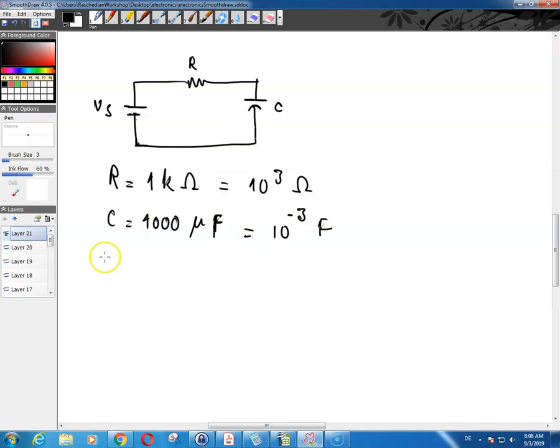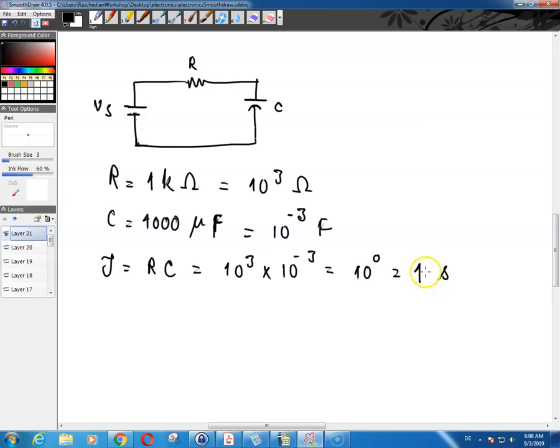Now your time constant tau is equal to R times C, which is equal to 10 raised to the power 3 times 10 raised to the power -3, and that is 10 raised to the power 0, which is equal to 1 second. So that means that your time constant is 1 second.